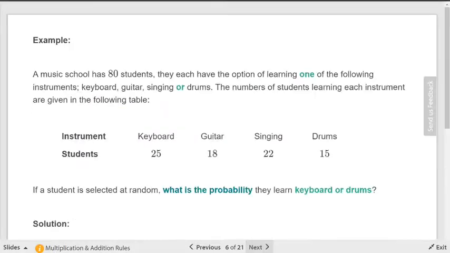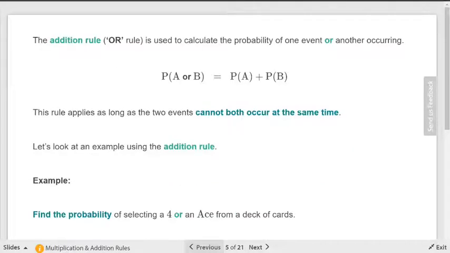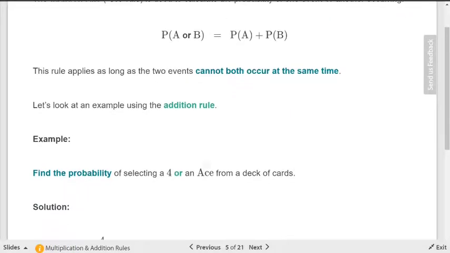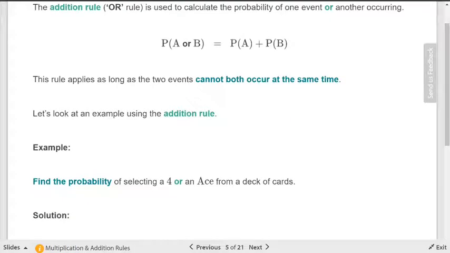Let's look at another one. Oh, can you go back just for a second? I can. Oops. Well, I thought I could. Come on. Okay. Oh, wait. I skipped something.